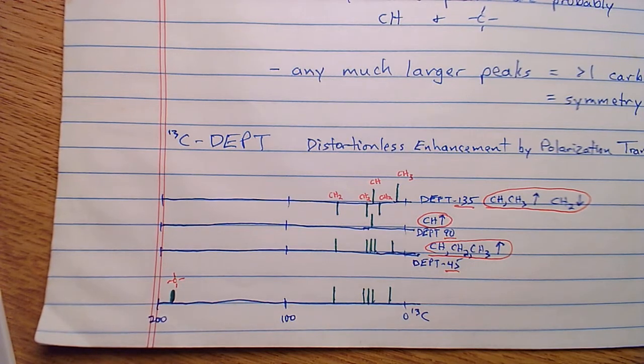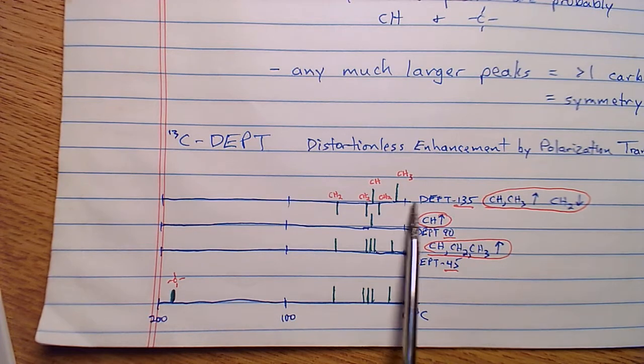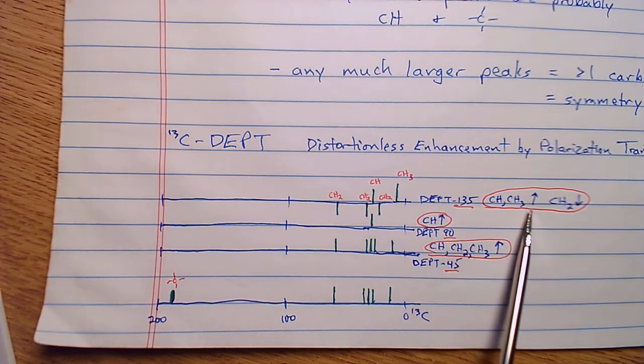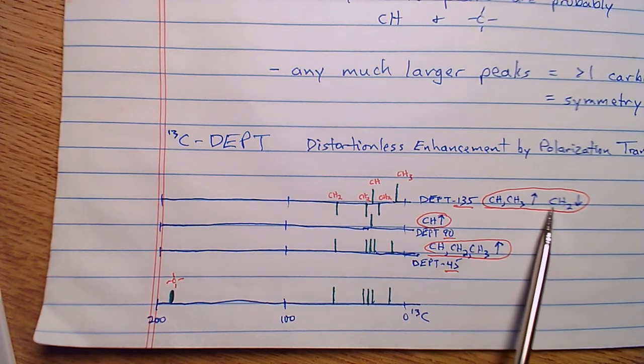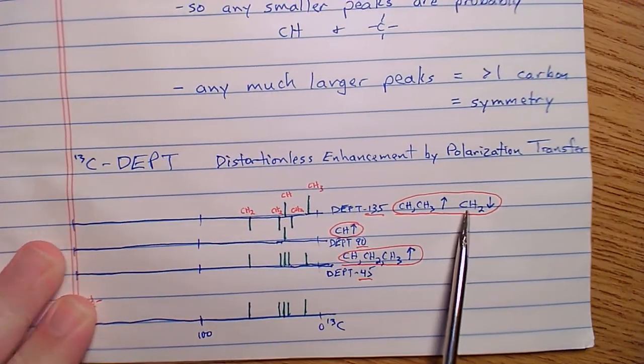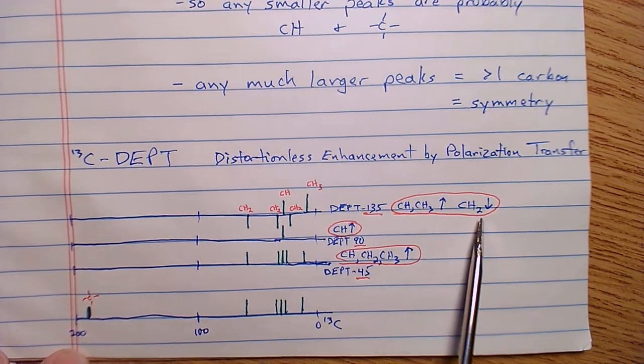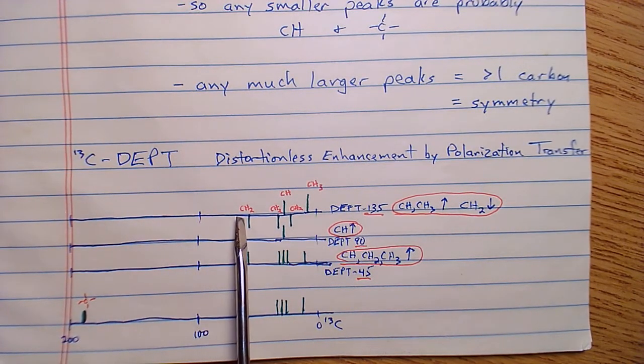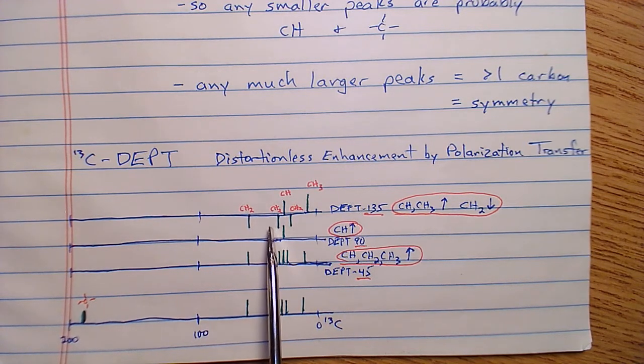Probably the most important spectrum, and a lot of people only run the DEPT 135 because it gives us the most information. A DEPT 135 has CHs and CH3s going up like normal, but a CH2 will go down. A CH2 will hang down off the line. So when we look at this, as we come along, here is a peak hanging down. This peak right here on the DEPT 135 comes down, therefore we know it's a CH2. The next one's hanging down. We know that's a CH2.